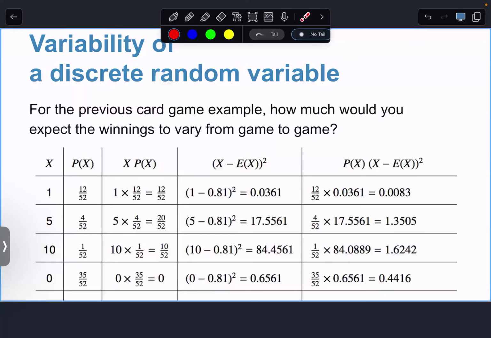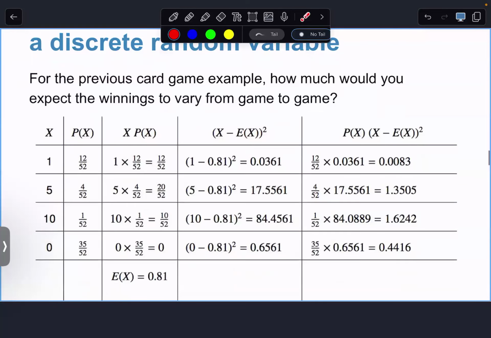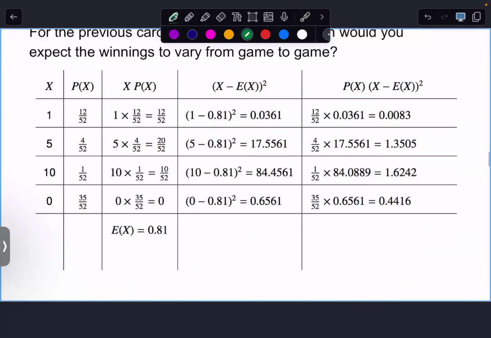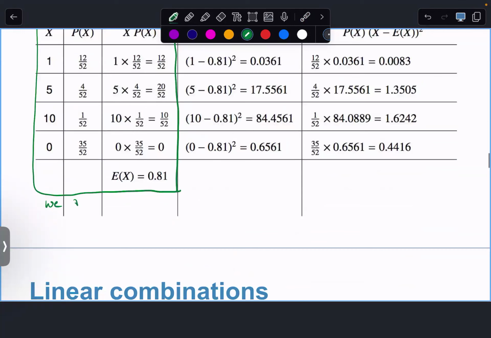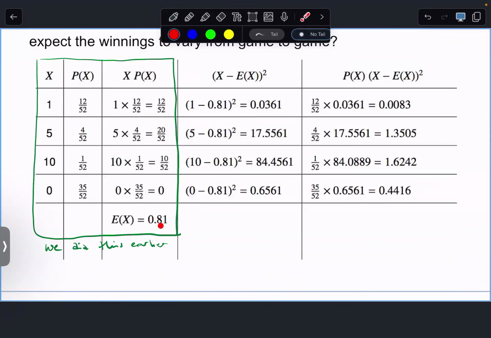So here's our card game. Now we did up to here, right? We did all this work from here to find E of X. So this we did together earlier, right? And we found that the expected value is 81 pennies, or 0.81.